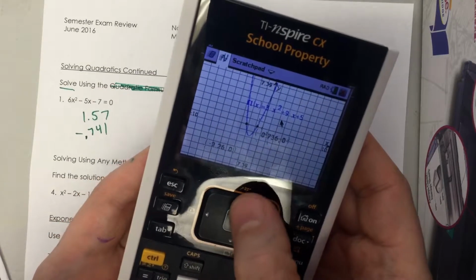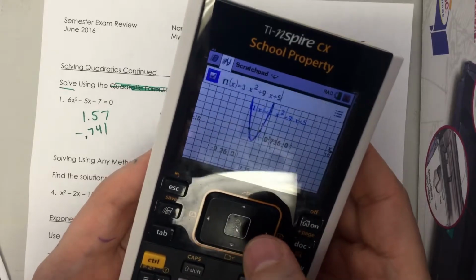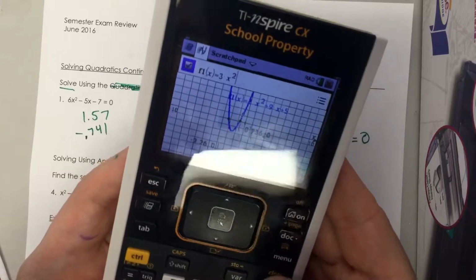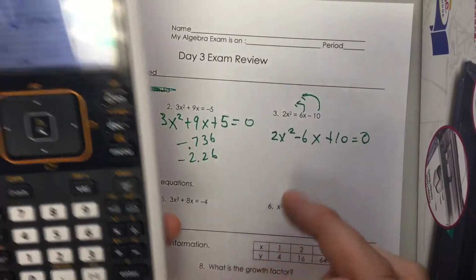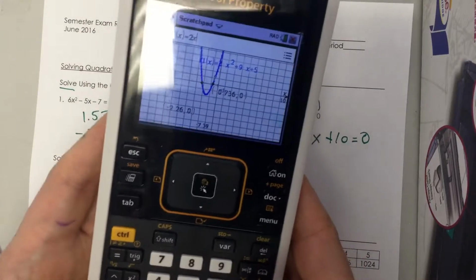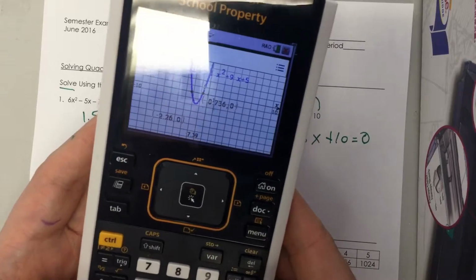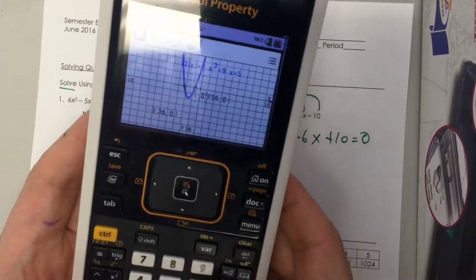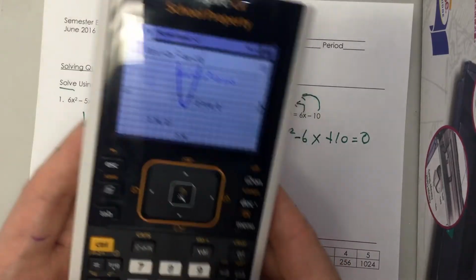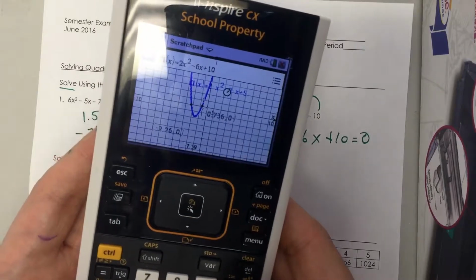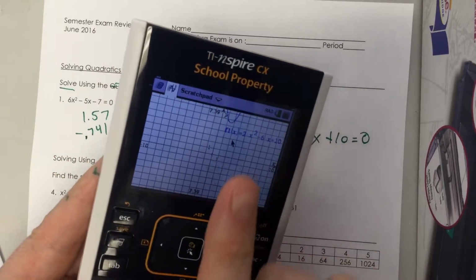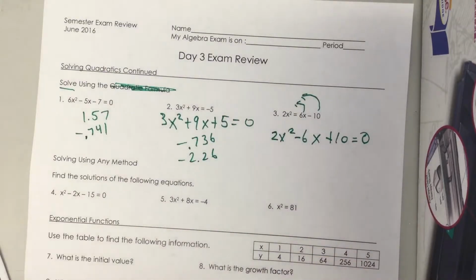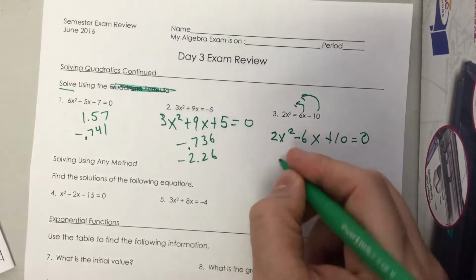I'm going to go ahead and start again. This time I'm putting in 2x squared minus 6x plus 10. Okay, I get a new graph. Now notice, this guy's not ever touching the x-axis and it's going that way. How many solutions? No solutions.